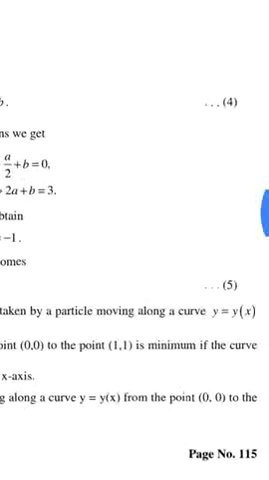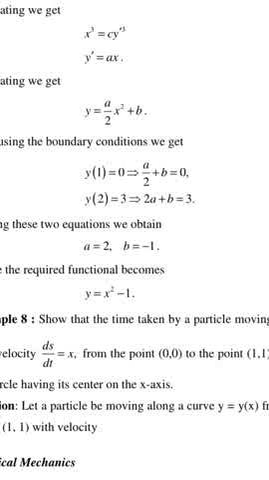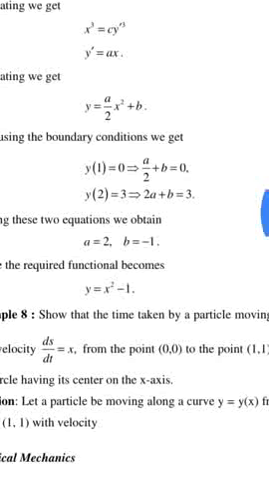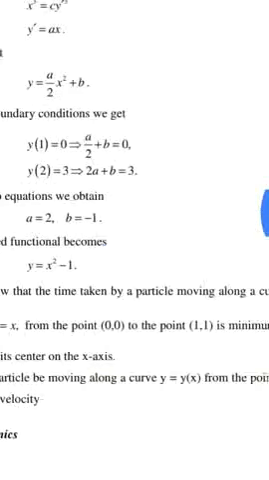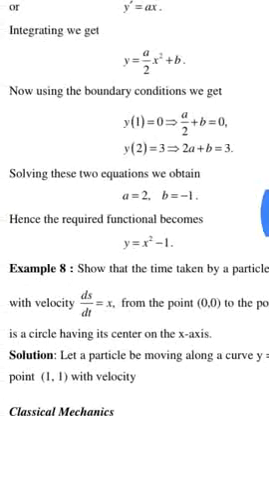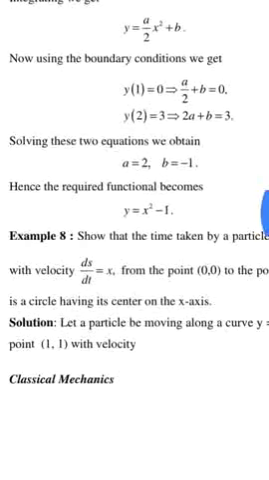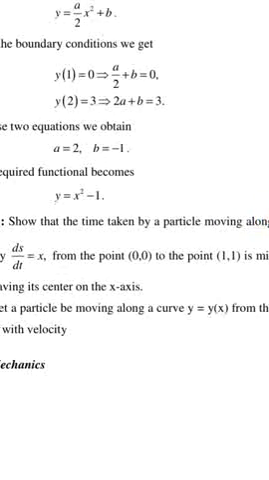And we get two simultaneous equations, a by 2 plus b is equal to 0, which implies that a plus 2b is equal to 0, and 2a plus b is equal to 3. Solving this for a and b, we get a is equal to 2 and b is equal to minus 1. Putting a is equal to 2 and b is equal to minus 1 in the equation y is equal to a by 2 x square plus b, we get y is equal to x square minus 1. This is the required functional.